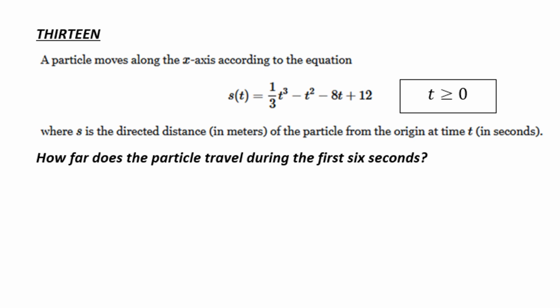Number 13, this is a rectilinear motion problem. A particle moves according to this function, and this is the distance in meters from the origin at any time t, where t is greater than 0. The question was, how far does the particle travel during the first 6 seconds?